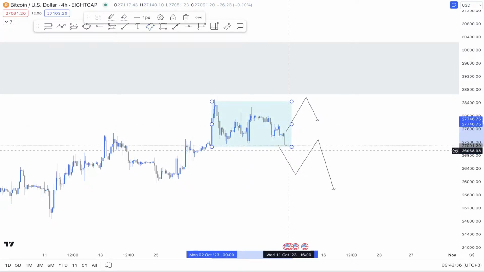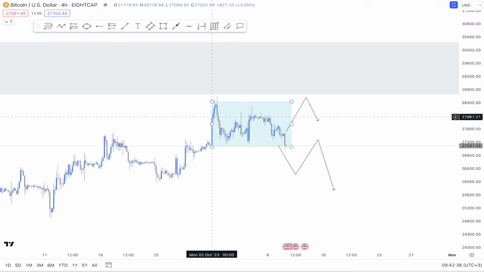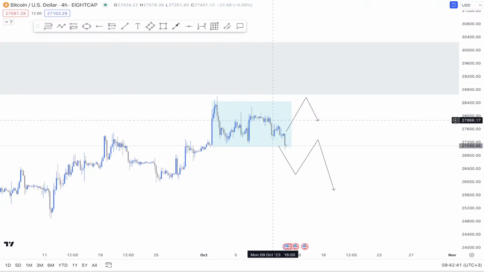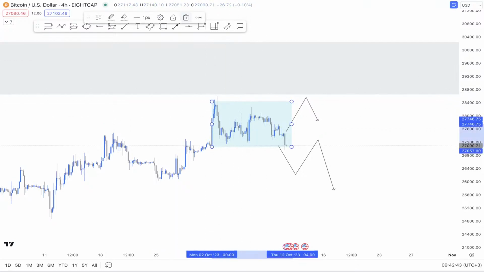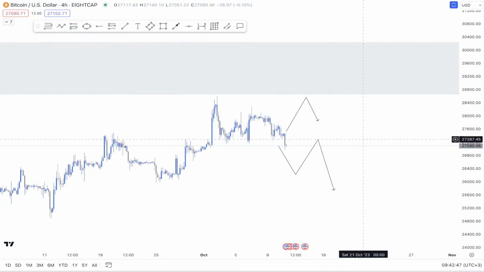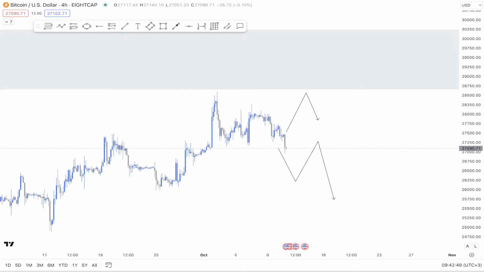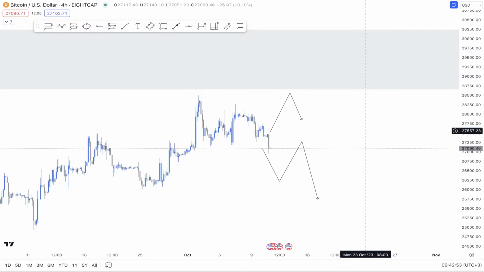We have this box here that price is currently playing in, and I just want to see it breaking out of it, either to the upside or to the downside, with a clear push. That's what I want to see. I want to see a clear push, because if I see a choppy movement, then I won't consider it.